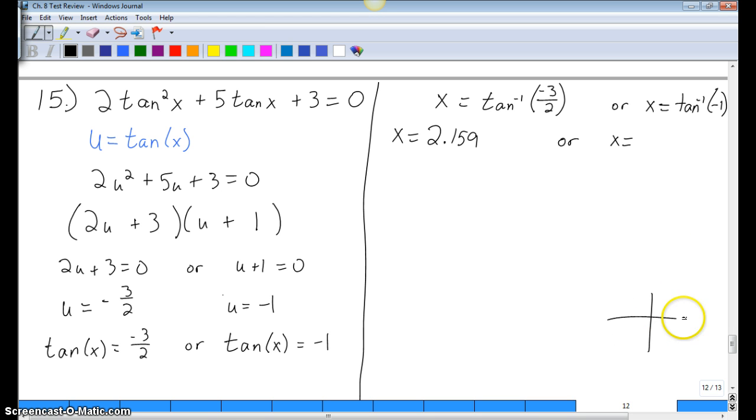Let me go down here really quickly. It's clear down here. We get tangent inverse of negative 1 is negative pi over 4. So it really would be negative pi over 4. Yeah, okay. Let's go back and look at the 2.159. Alright, when you plug that in the calculator, let me make sure I did that right.